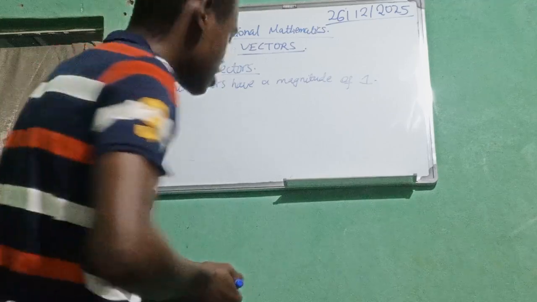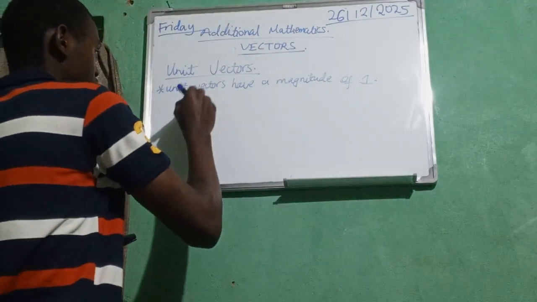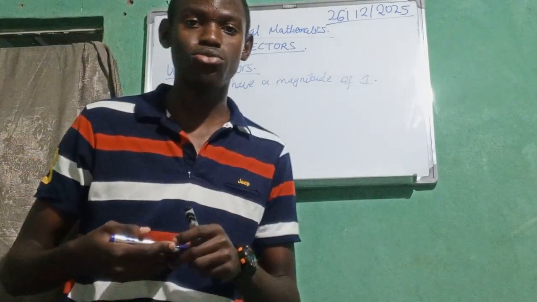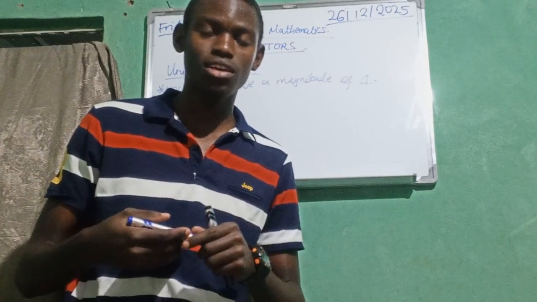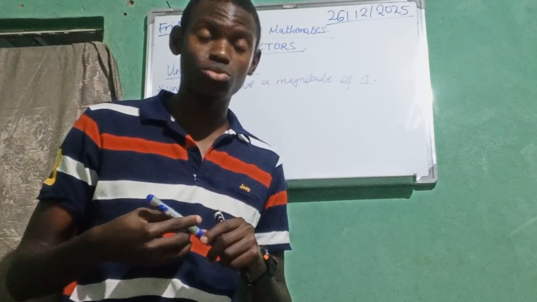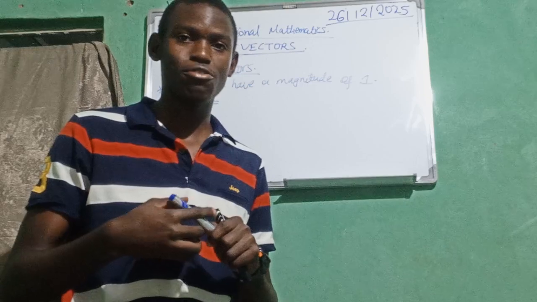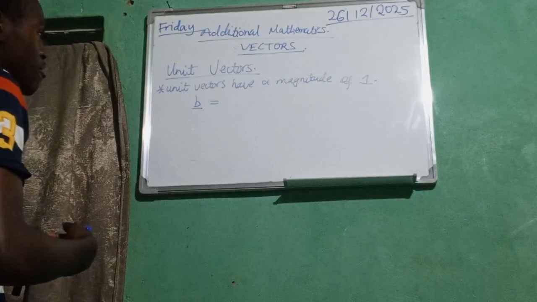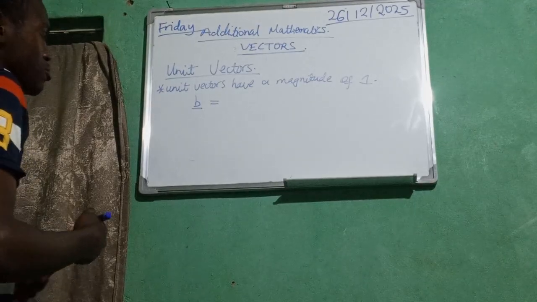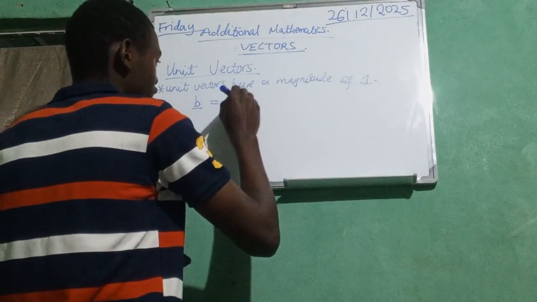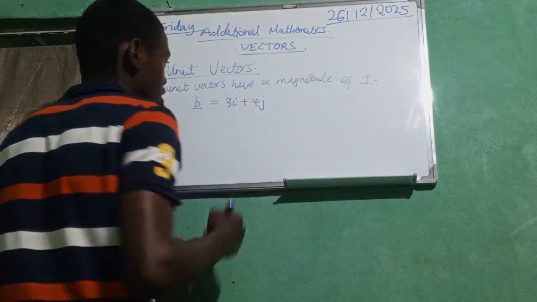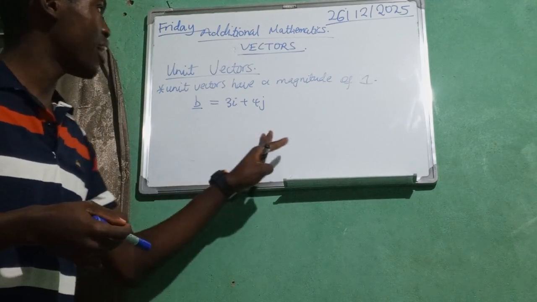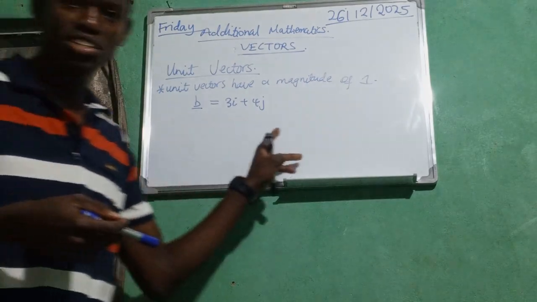So if you were to have the vector b, in the previous videos we looked at how to represent vectors in the i and j format, and in this video we're going to continue with that. You can have a vector b equal to 3i plus 4j. That is our vector b. And then we are asked, what is the unit vector of vector b?